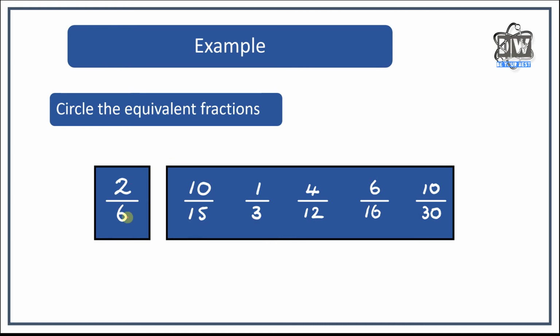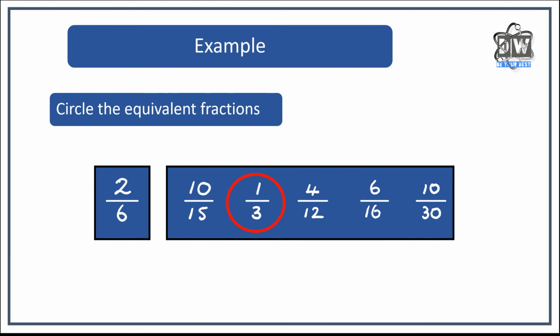What do I need to do to get from 3 to 6? Well, I could times that by 2, couldn't I? 3 times 2 is 6. What if I times 1 by 2? Then I do get 2/6. So I can safely say that that one is an equivalent fraction.